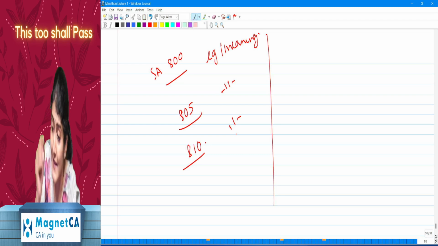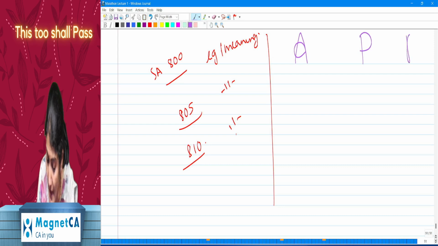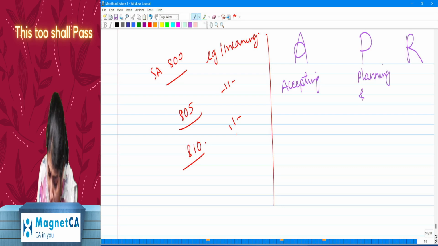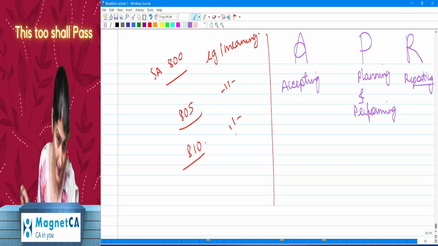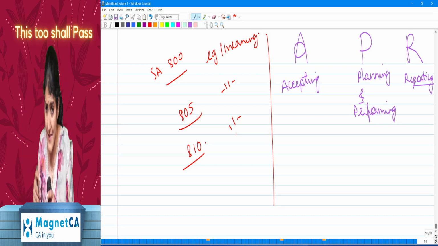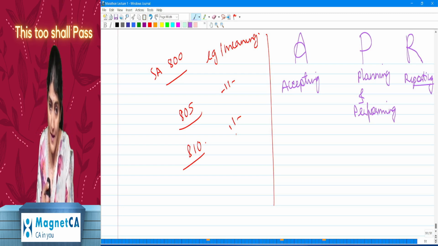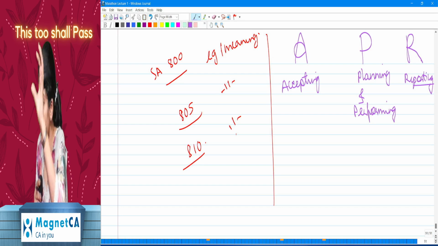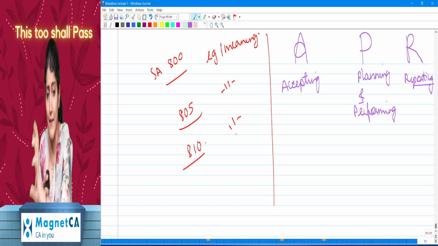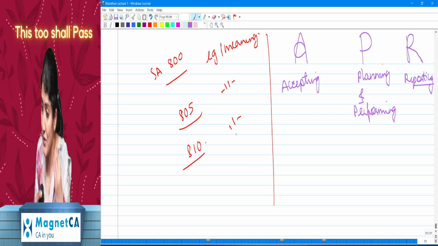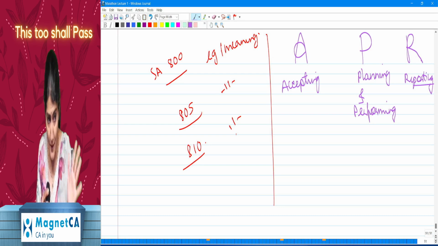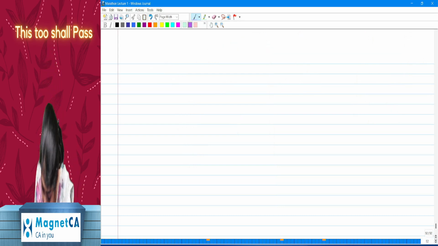And then after that, in each and every standard, we have to discuss APR. What is APR? Accepting the engagement. Once you decide to accept the engagement, then planning and performing the engagement. And once you plan and perform the engagement, you have to issue the report, so we are going to talk about the reporting. If you look at the format of these three standards, you'll find them flowing in the same manner. There is some introductory content, then the acceptance point, then the procedure point, and then the reporting. That is what we need to discuss in each of these standards. Is it clear to everyone? Right, so now acceptance of the engagement.